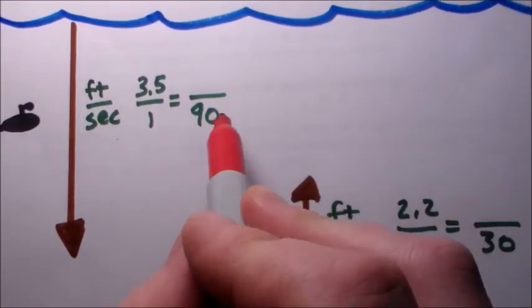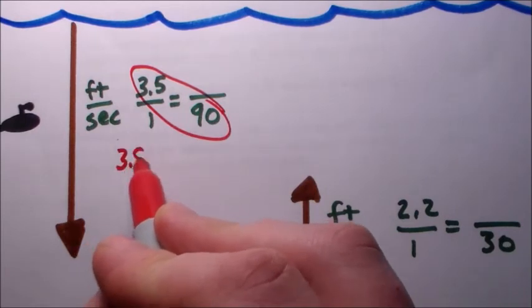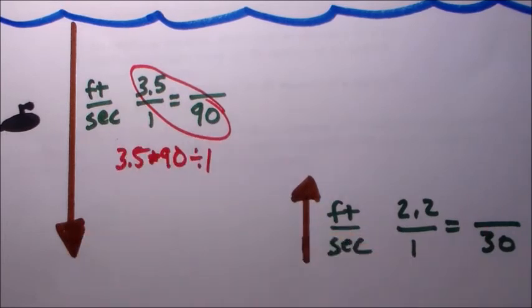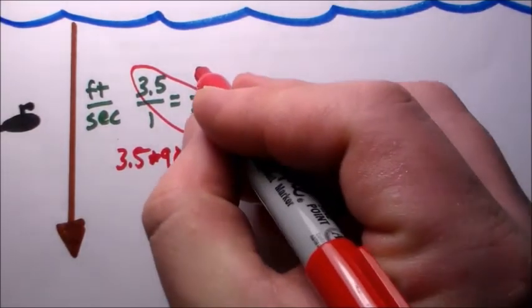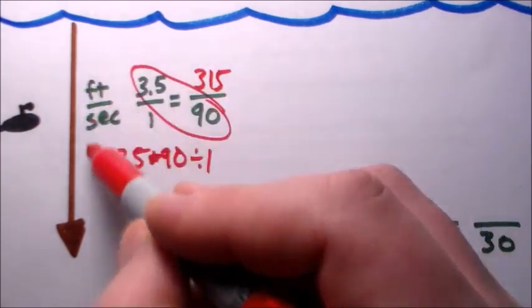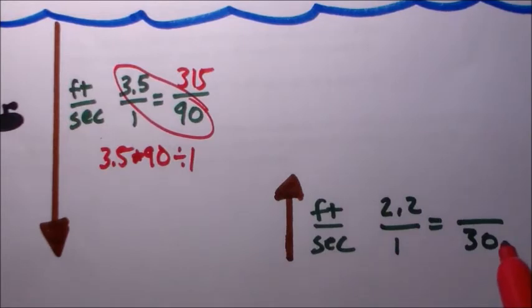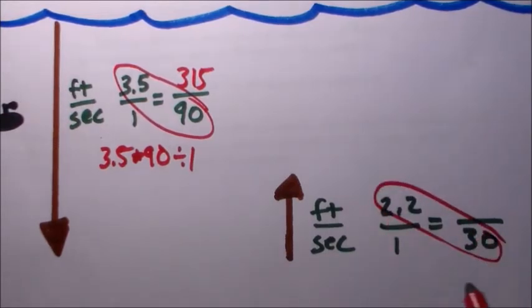Okay, so we know how to cross multiply, right? We just do 3.5 times 90 and divide by 1, because you cross multiply and divide. What do you get? You get 315. So you travel down 315 feet. And then you travel up. How far did you travel up? You again just cross multiply and divide. You do 2.2 feet per second is how many feet in 30 seconds. You do 2.2 times 30 divided by 1. And what do you get? You get 66.